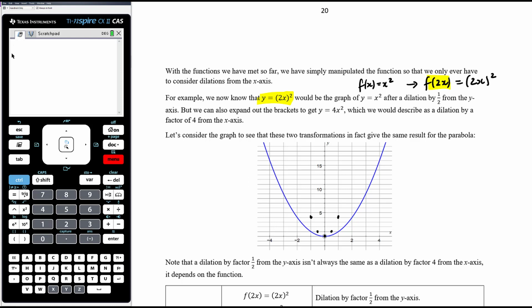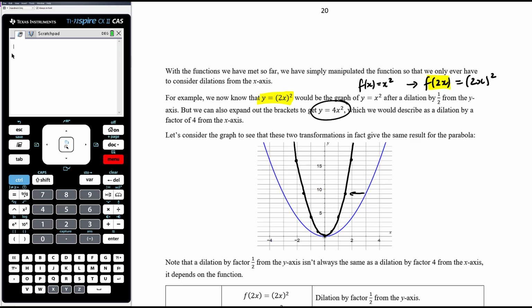We go through 3, 9, so halving that is 1 1/2, 9, and negative 1 1/2, 9. And we go through 4, 16, so halving that is 2, 16 and negative 2, 16. So that would be our parabola dilated by a factor of half from the y-axis. If we think about the expression y equals 2x all squared, we wouldn't write it like that. We would actually expand it out to 4x squared.